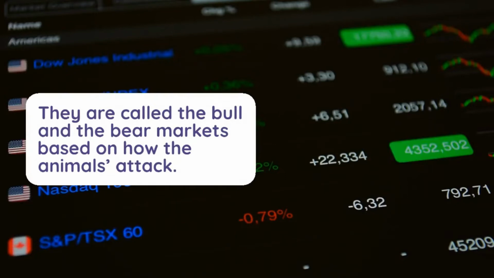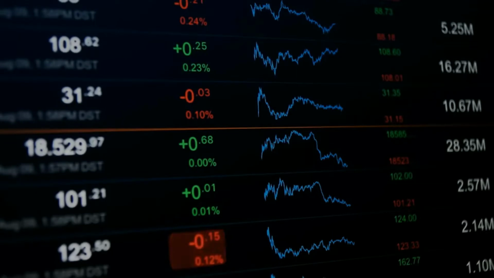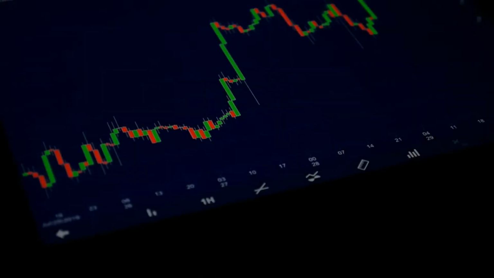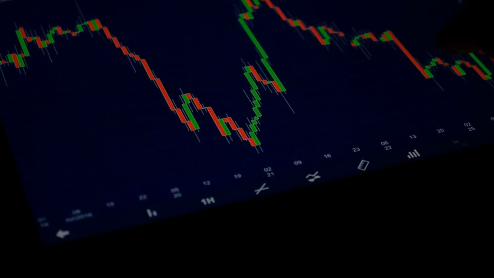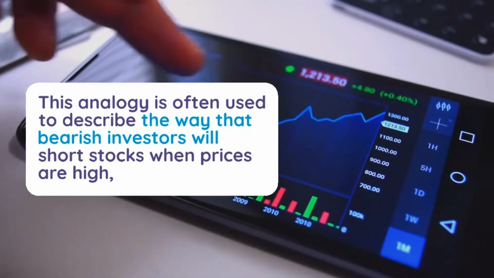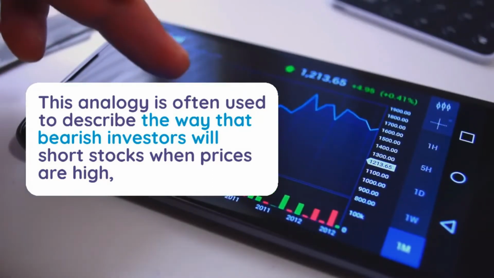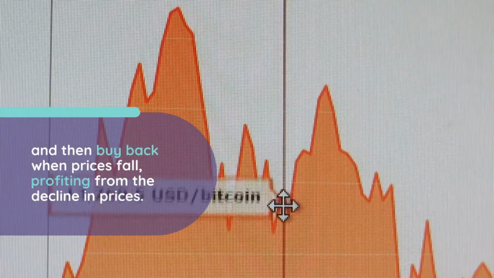They are called the bull and the bear markets based on how the animals attack. Bulls will charge at their target and then knock it down with their horns. This analogy is often used to describe the way that bullish investors will push prices up and then sell at a higher price, crashing the stock market in the process. Bears, on the other hand, will stand on their hind legs and then swipe at their target with their claws. This analogy is often used to describe the way that bearish investors will short stocks when prices are high, and then buy back when prices fall, profiting from the decline in prices.